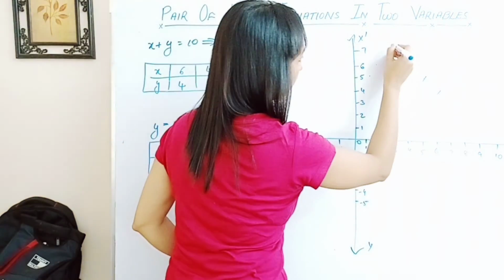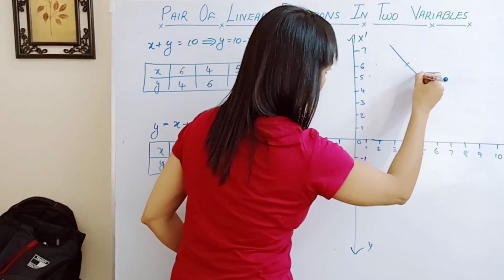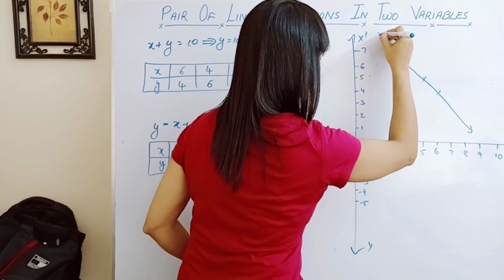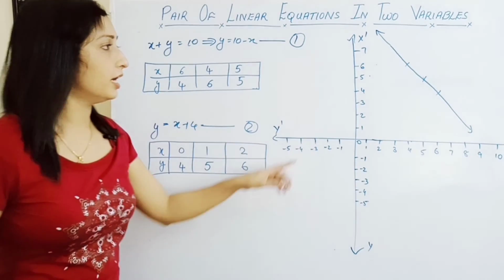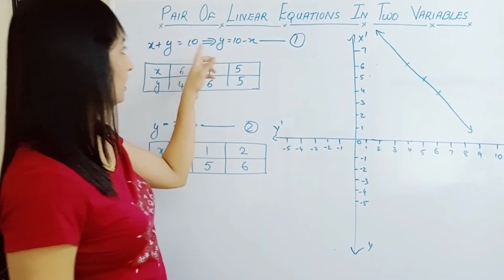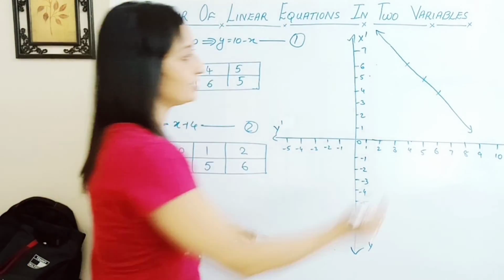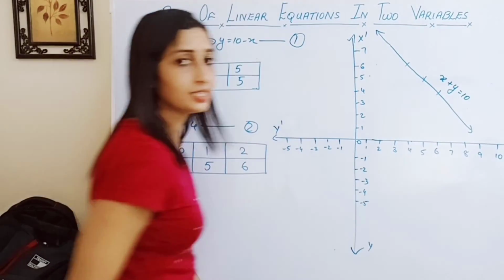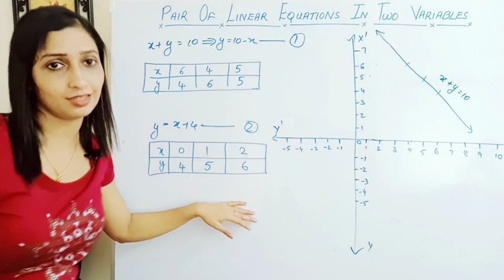And let us join these points. You get the line like this. So this will be our line. Now, what is the equation of this line? x plus y equals 10. So let's name this line x plus y equals 10. Now let's plot the next set of points.